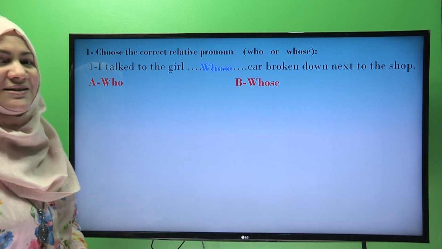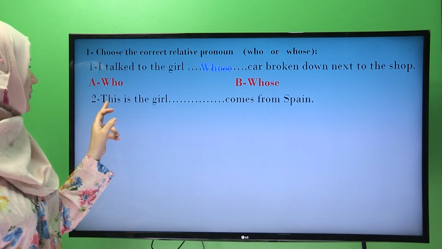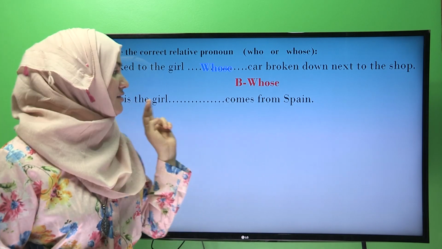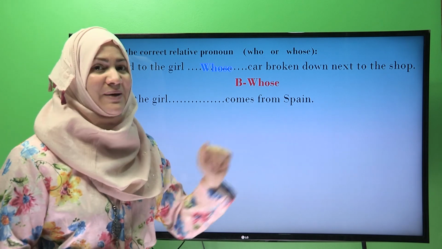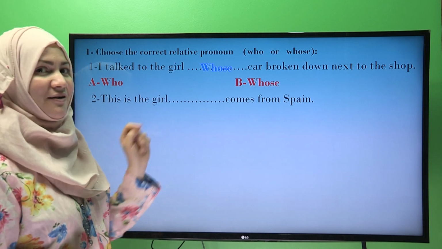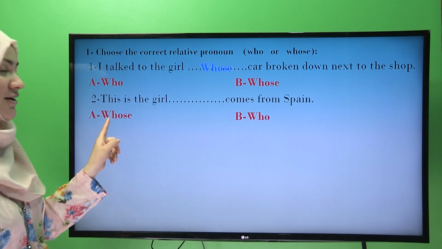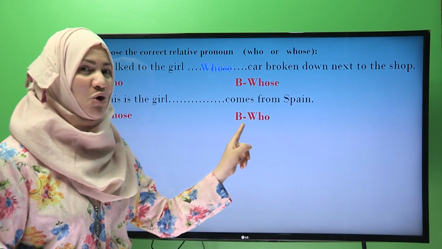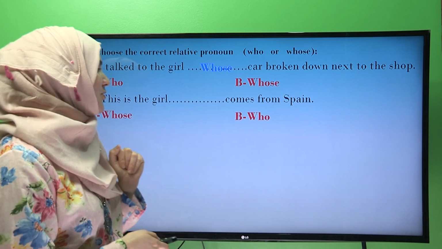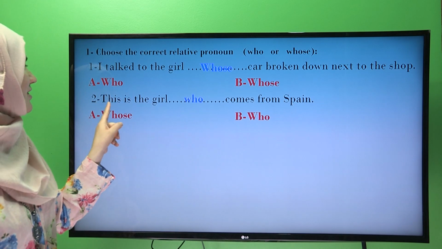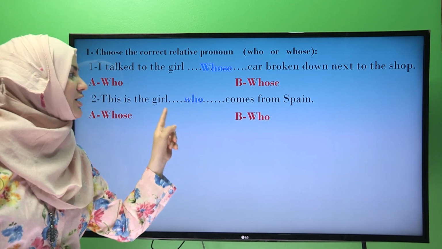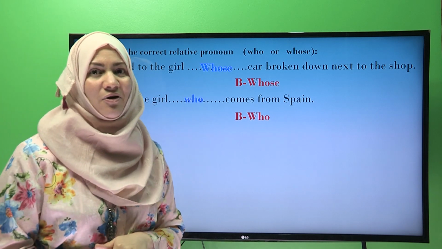Okay? Sentence number two. This is the girl. Comes from Spain. This is the girl. Comes from Spain. Here we give information about the girl. Which one? Is it whose or is it who? Yes, giving information about the girl. Very good, my student. It is B. We say this is the girl who comes from Spain. We are talking about the girl, not possessive for the girl.